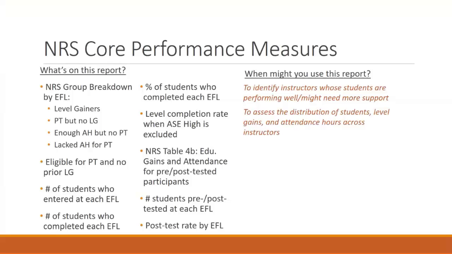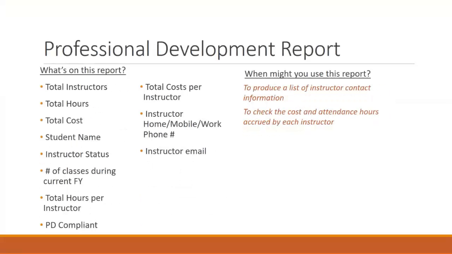Then we have the NRS Core Performance Measures Report, and this is a snapshot of the current progress towards key NRS performance measures. And again, this is a student-level report, which I love because it can help you manipulate the data in order to zoom in on certain subpopulations. So it can help you focus on how instructors are achieving in comparison to one another. It can help you assess the distribution of students, level gains and attendance hours across instructors to see if there are any trends.